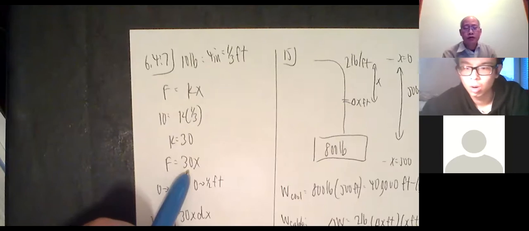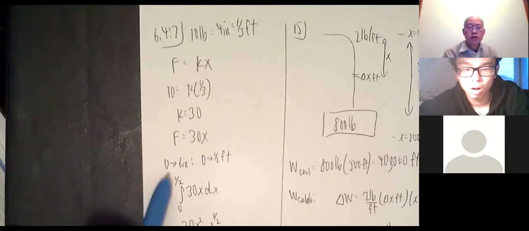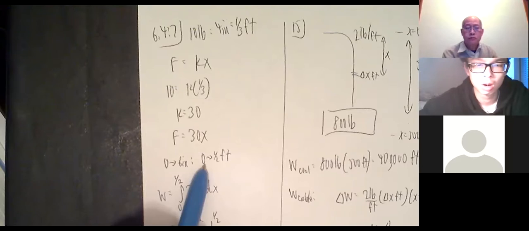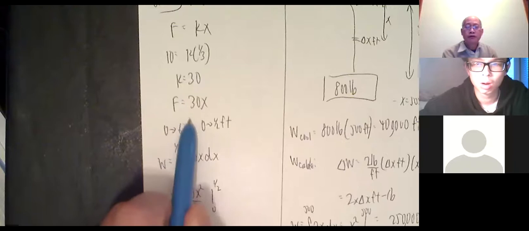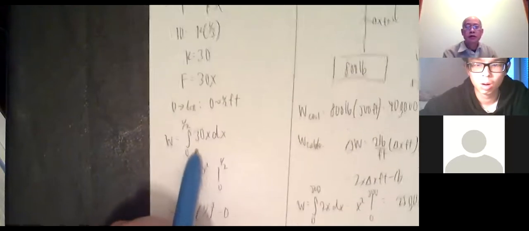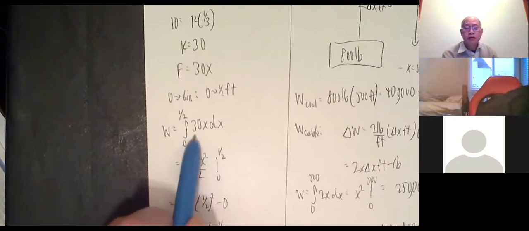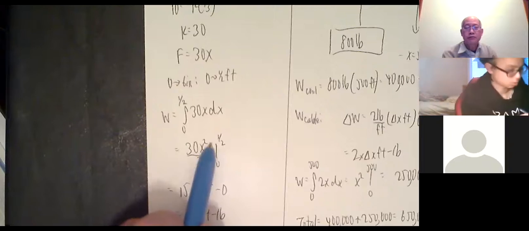Okay, so you integrate the force function, just like the problem from last time. You had a variable force, so that's what you integrated: the force function. It said you're going from 0 to 6 inches, which means 0 to half a foot. So my integral is from 0 to 1/2 of the force function, 30x dx. That's pretty easy. So 30x squared over 2, from 0 to 1/2.